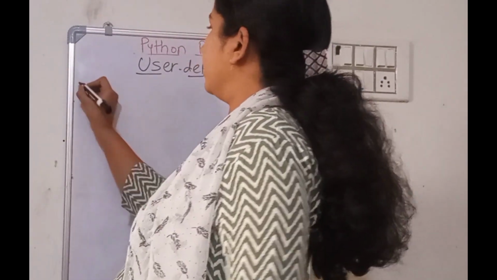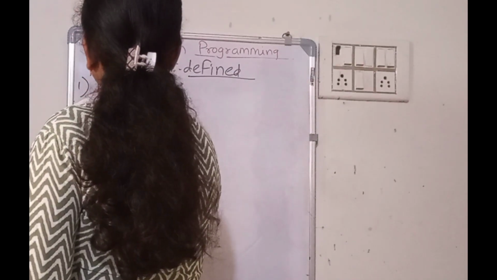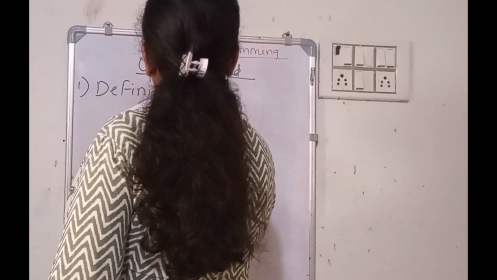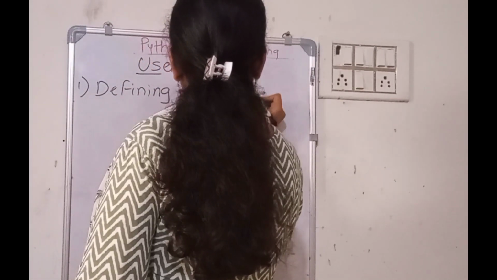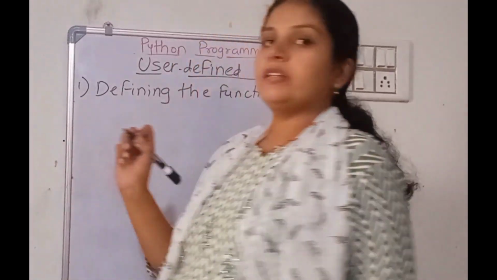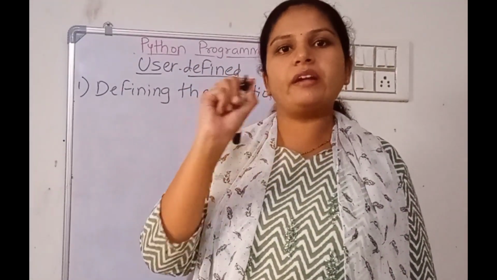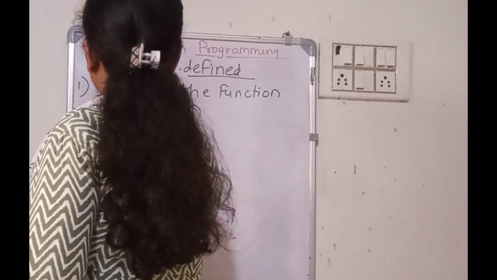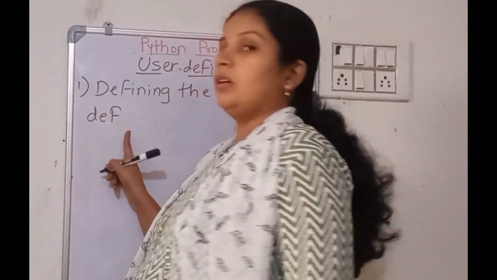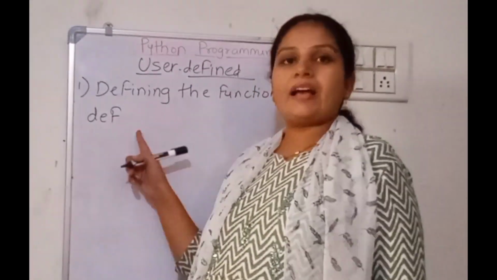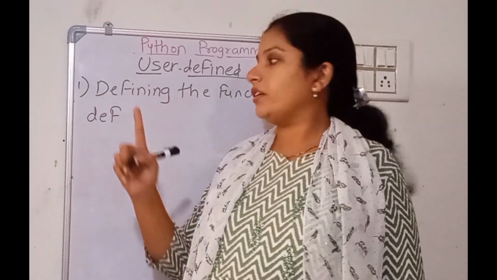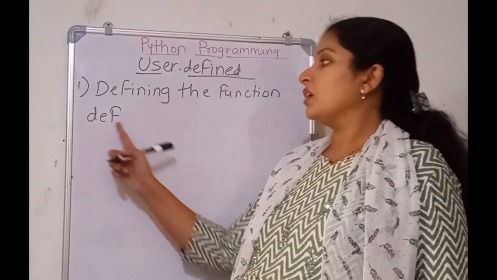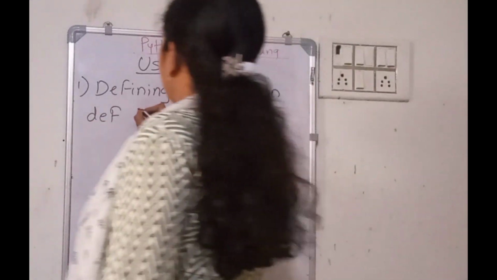So how to define it? First, defining the function. How to define the function? There is a keyword called def, which stands for the definition. So first you need to create the function definition. You need to write def in lowercase letters, which stands for the definition of the function. Def, then your function name.